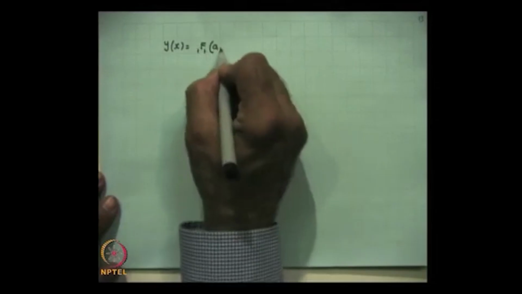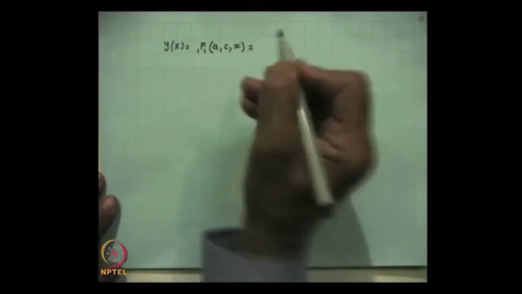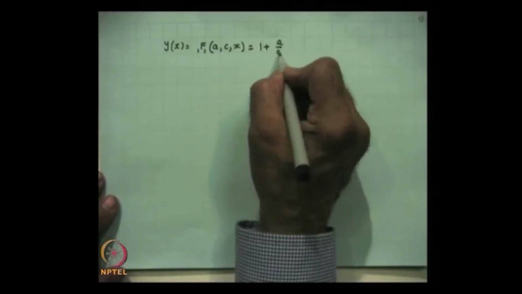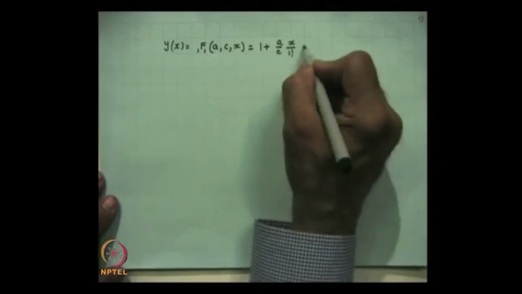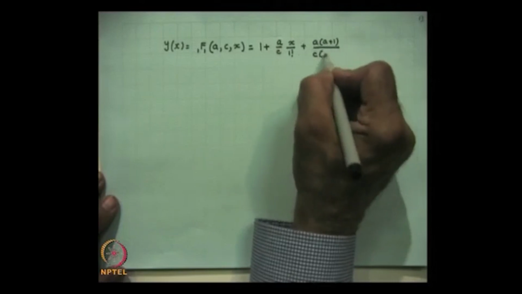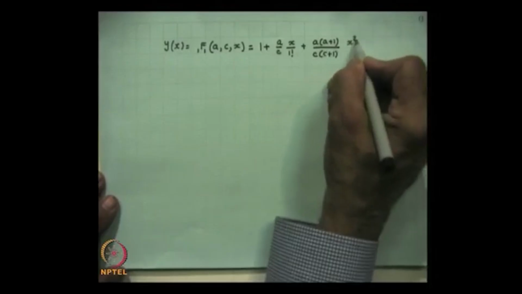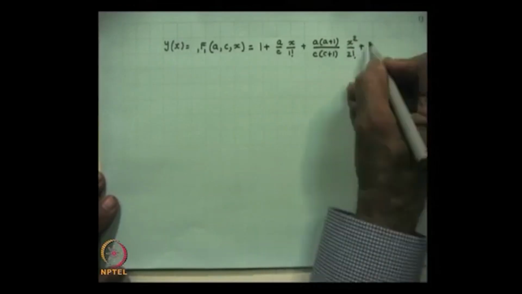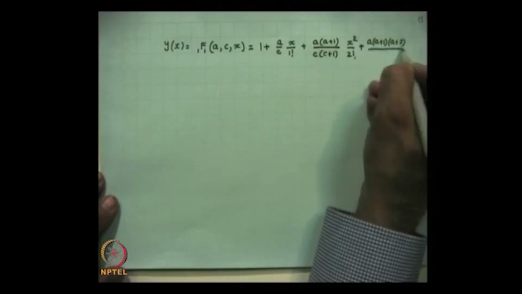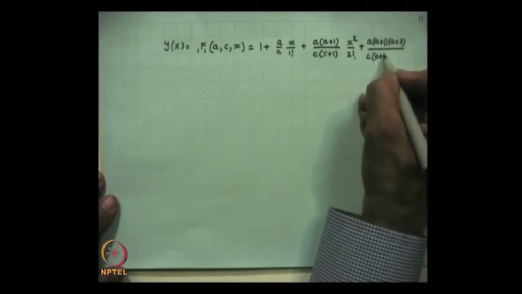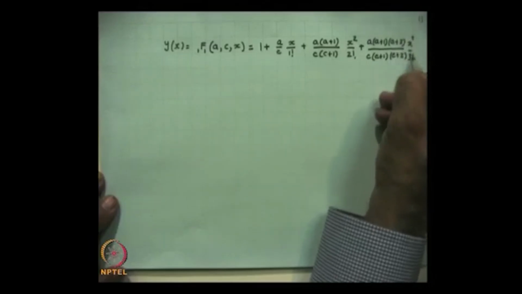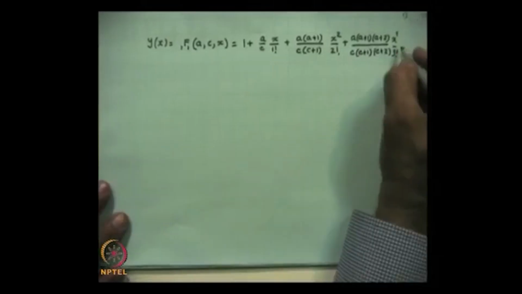This is the confluent hypergeometric function, and the series representing that is very easy to remember: 1 plus a by c x by 1 factorial plus a into a plus 1 divided by c into c plus 1 x square by 2 factorial plus a into a plus 1 into a plus 2 divided by c into c plus 1 into c plus 2, etc., x cube by 3 factorial and so on.